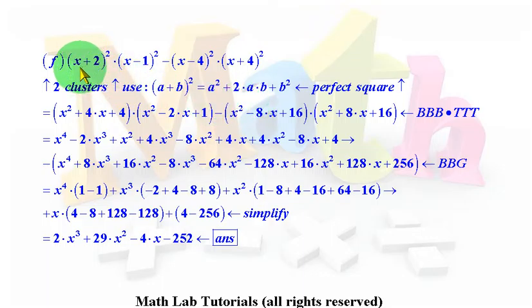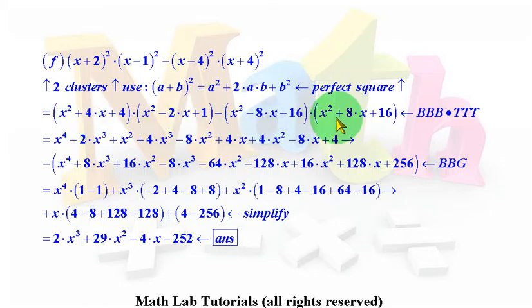Okay, so let's see how that works out. You square that, you get x squared. You do x·2·2, you get 4x, and you do 2·2 is 4. Easy to do. x·x is x squared. x·(-1)·2 is minus 2x. (-1)·(-1) is 1. The minus sign comes from the separator. We'll do x·x is x squared. x·(-4)·2 is minus 8x. And (-4)·(-4) is 16. And then finally, we have x·x is x squared. x·4·2 is plus 8x. And 4·4 is 16.